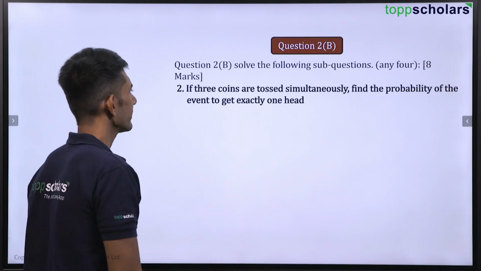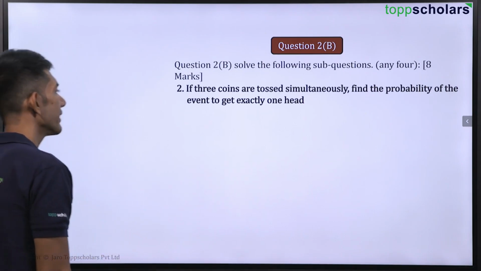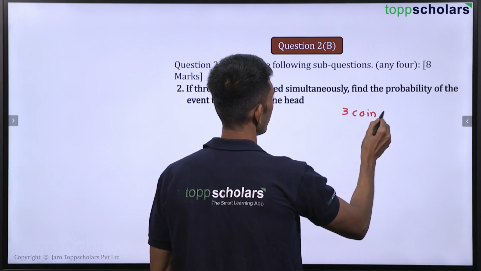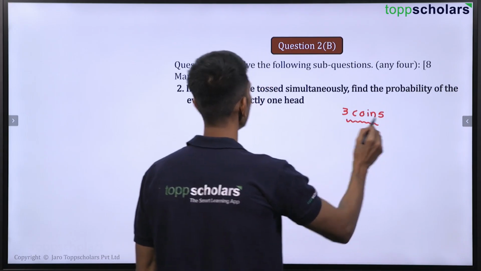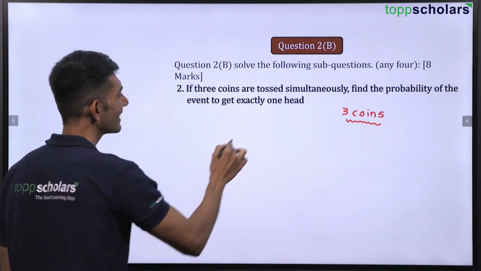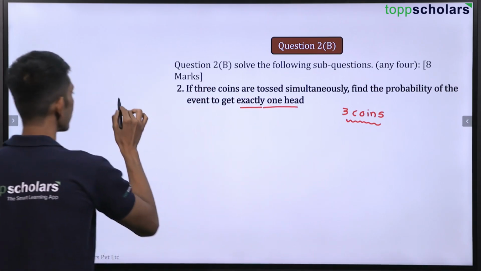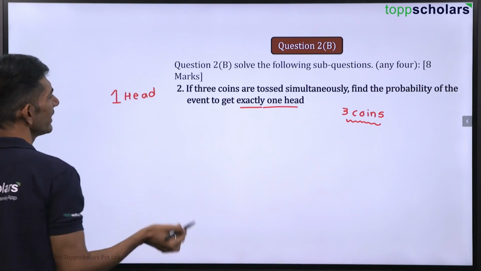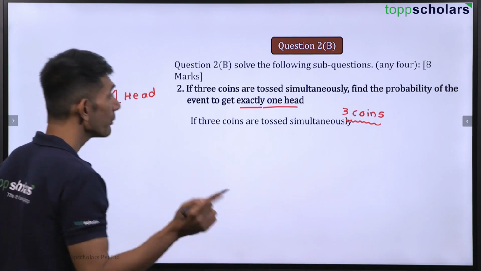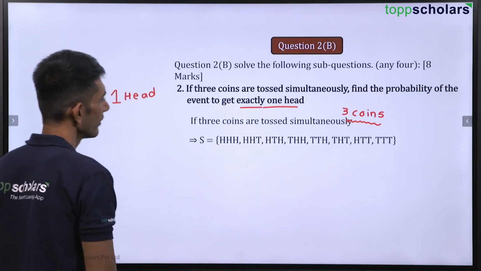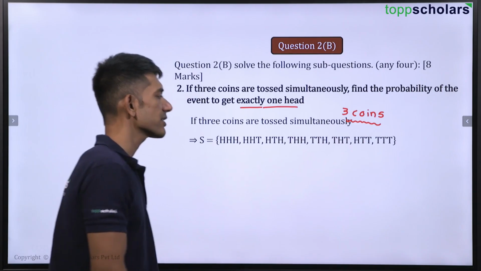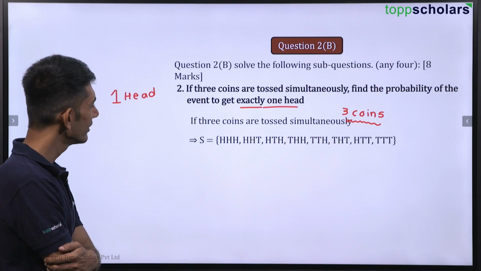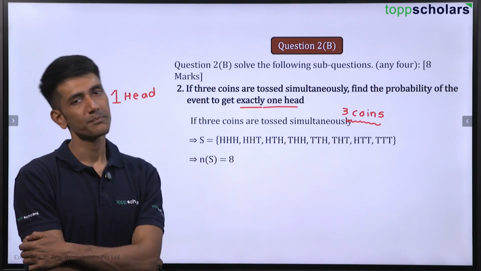Now the next question says, if 3 coins are tossed simultaneously, then find the probability of getting exactly one head. That means one head, that's it. Easy question. So 3 coins are tossed, how many possibilities? 8 possibilities: HHH, HHT, HTH, THH, TTH, THT, HTT, TTT. Correct? Total 8. So the number of elements in the sample space is 8.